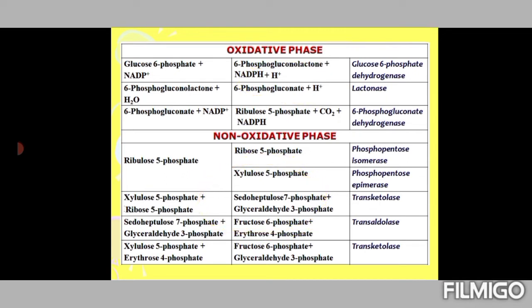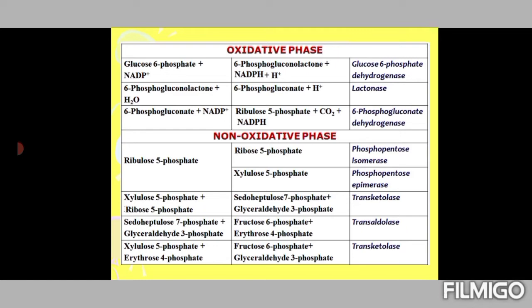Here in the oxidative phase, we can see the NADPH, 1 molecule and 2 molecules. This is the most important product of the oxidative phase because this is called reductive potential, which is involved in reductive biosynthesis of a number of substrates. So that we will discuss later.